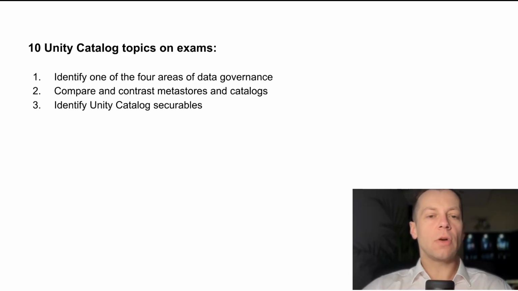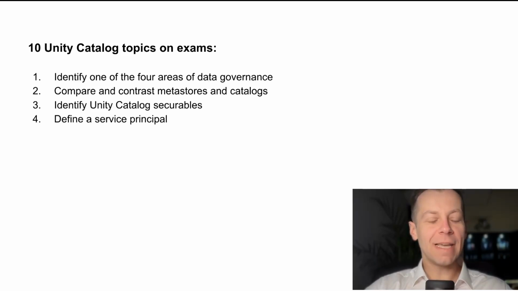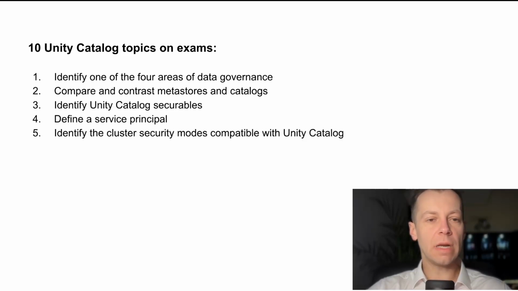Identify Unity Catalog securables. Basically where we can set up the permissions: on the metastore level, catalog, schema, table, view, volume level. Also simple, we already saw that. Define a service principal. We spoke about it very briefly. That's an account which we are creating for the purpose of the software, not for the purpose of the human. So that's a service principal.